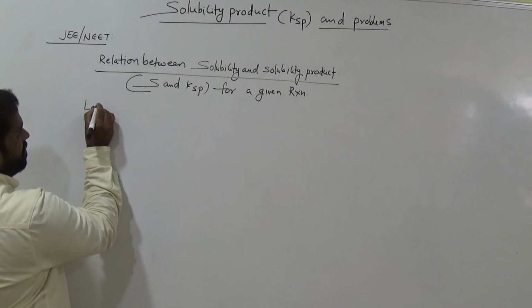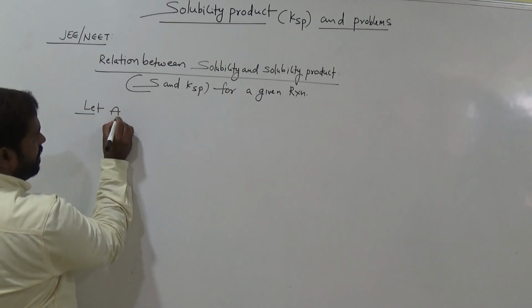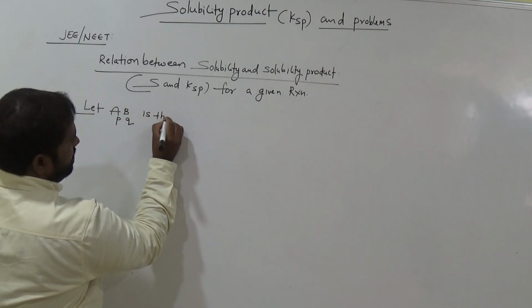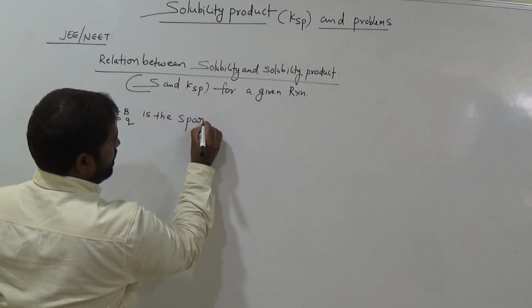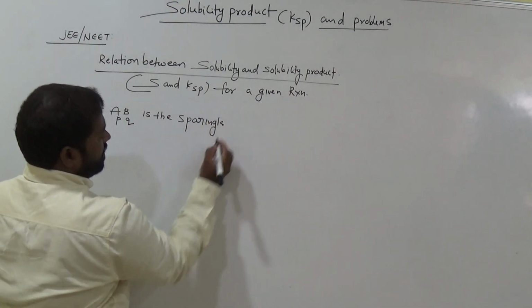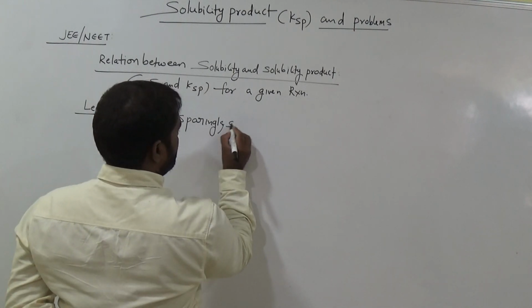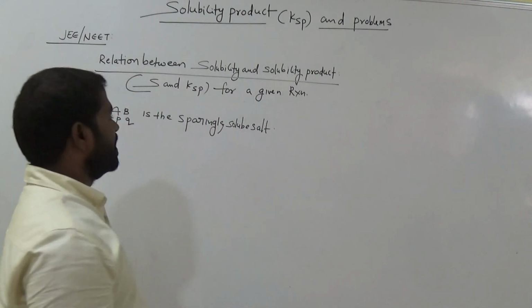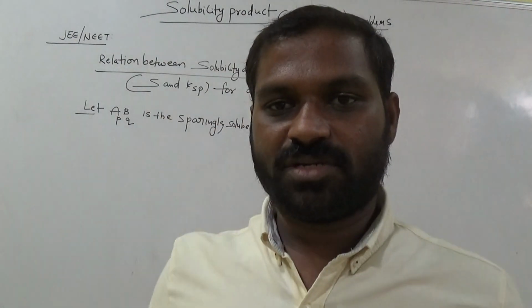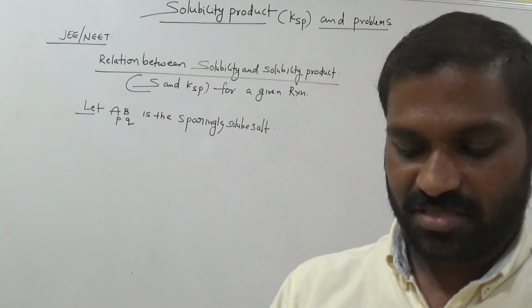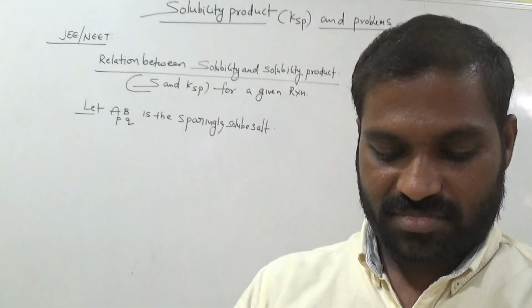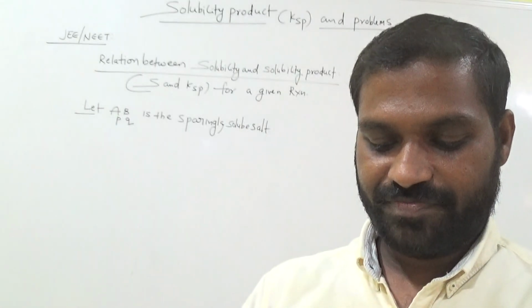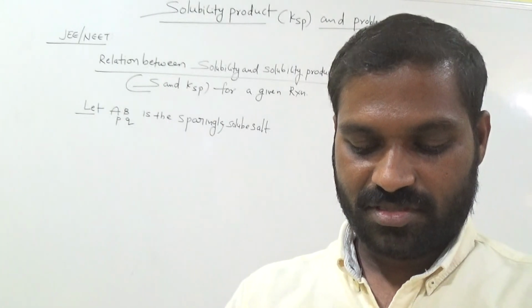Let ApBq be the sparingly soluble salt. Sparingly soluble salt, not completely soluble in water. It makes some precipitation. Okay. Are you following or not? Just wait.